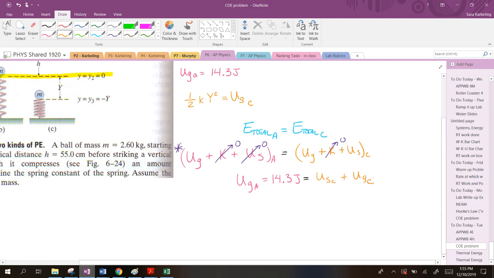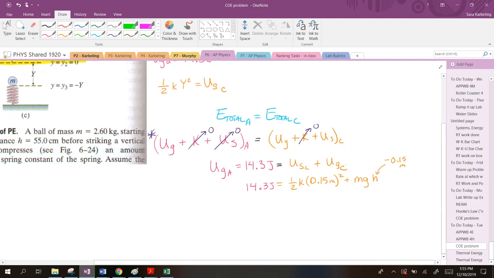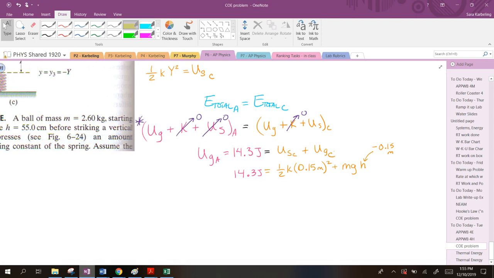Excuse me. Okay. If you haven't yet done the math, go ahead and do the math. I'm going to write out a couple more things and figure out what K is equal to, okay? Go ahead and do that real quick. We're going to just kind of cruise on through here. So that's equal to 1/2 K times our 15 centimeters, so 0.15 meters squared, plus mgh, where h is negative 0.15 meters, equals 14.3 joules. Again, reminding ourselves that we're solving for K. That's what we're looking for.